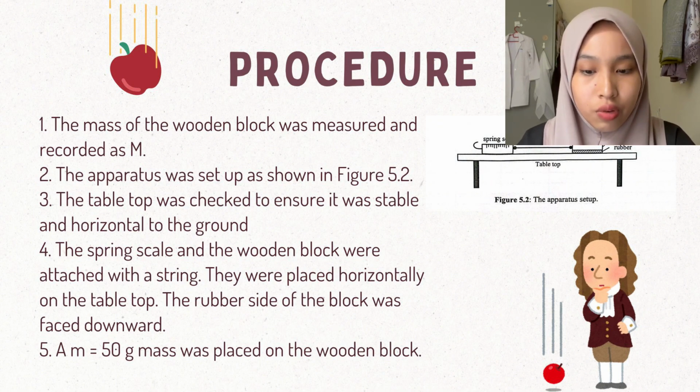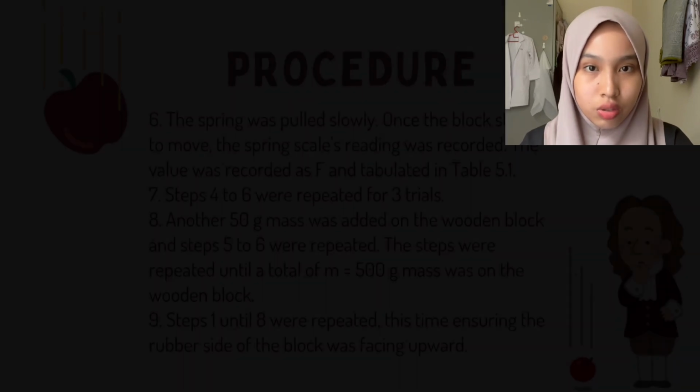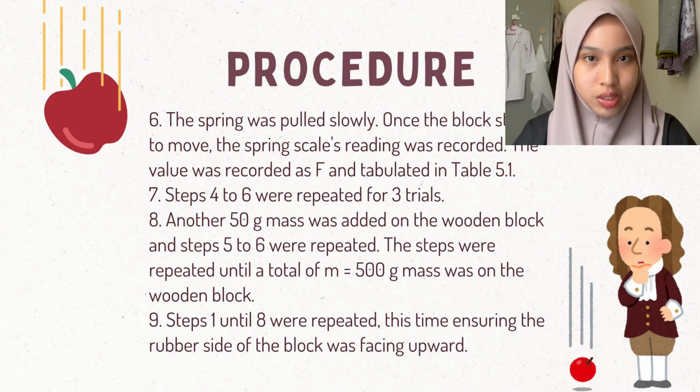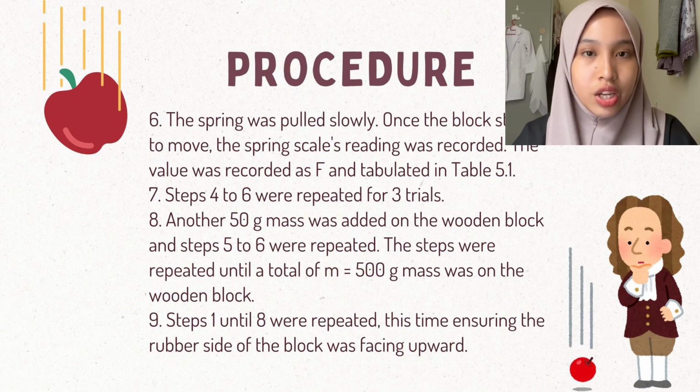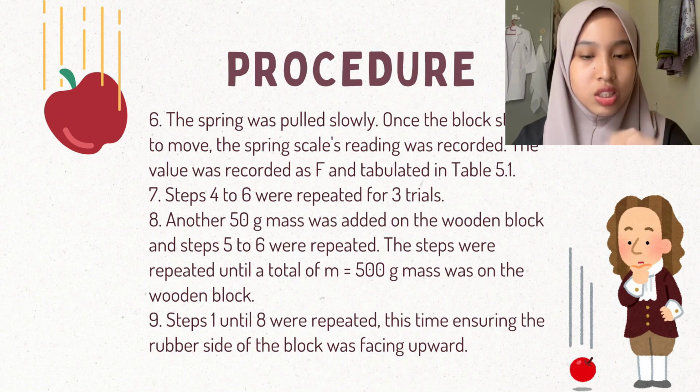Next, a 50 gram mass was placed on the wooden block. Number 6, the spring scale was pulled slowly. Once the block started to move, the spring scale reading was recorded. The value was recorded as F and tabulated in table 5.1. Steps 4 to 6 were repeated for 3 trials.